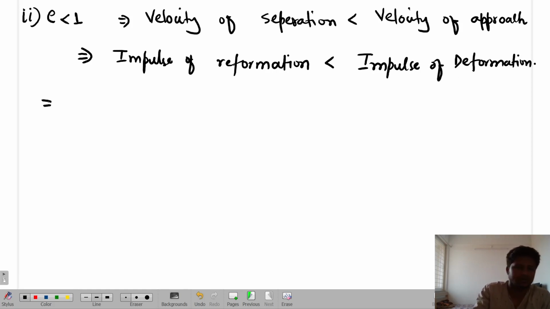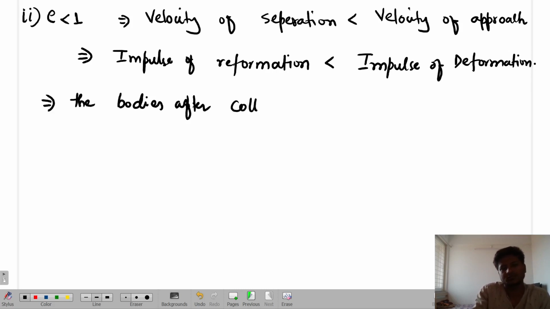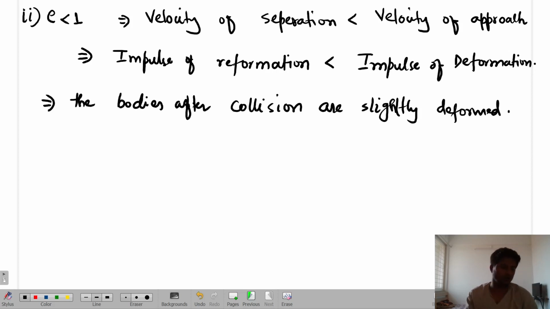Means the bodies after collision are slightly deformed. Is that clear or not? Are you able to get me?